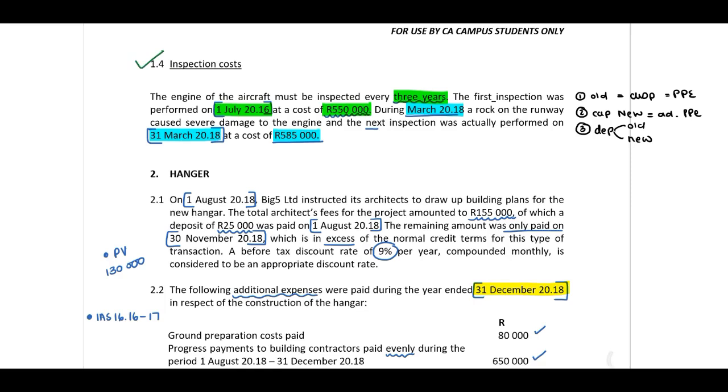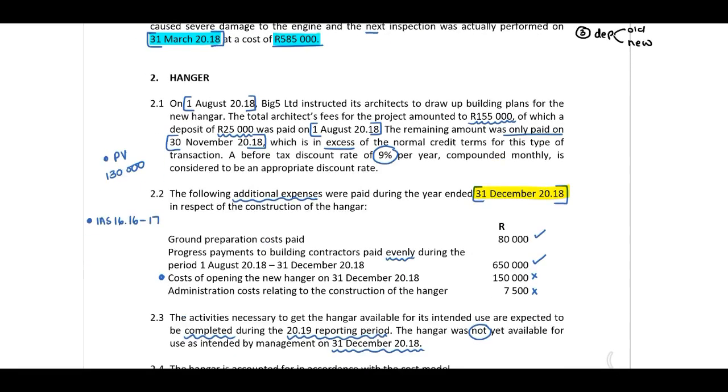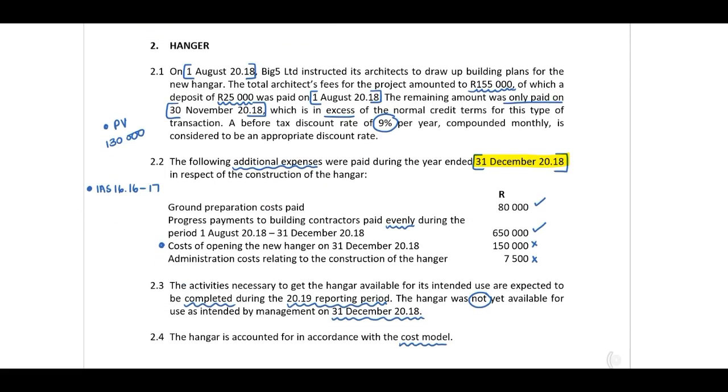Let's move on to our hangar. Great. We have identified during our reading time that they've indicated to us that they've paid a deposit of 250,000 on 1 August. The total architect's fees is 155,000, and the remaining amount will be paid 30 November. Therefore, we have identified that we need to calculate a present value. Now, guys, think, how are you going to perform these calculations?